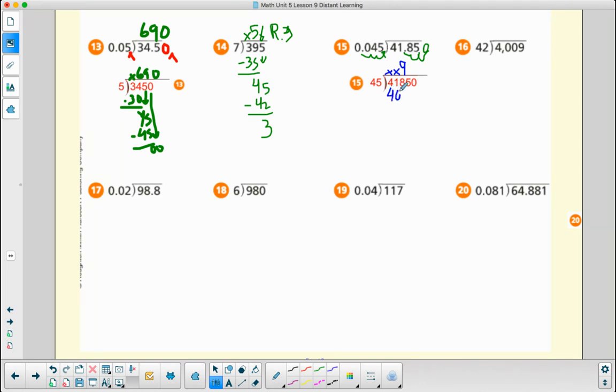I think I made a good choice. When I subtract, I have 13 left. Excellent. 13 is less than 45. Now I can bring down my 5.